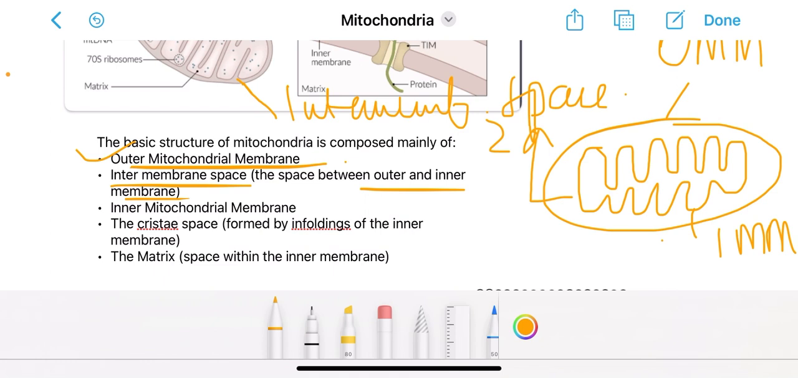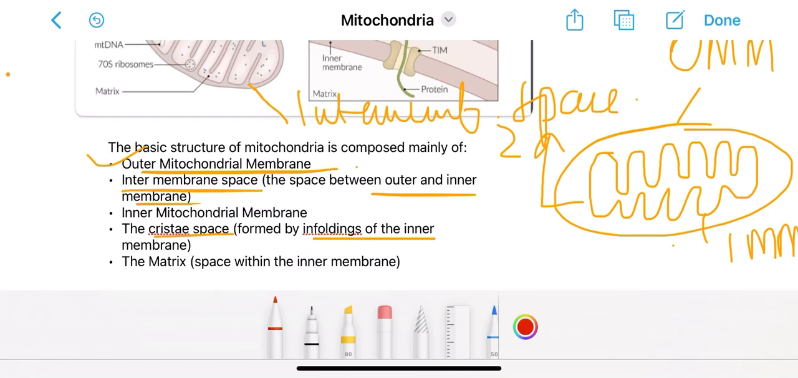Now the fourth basic structure of mitochondria is the cristae. These are basically the enfoldings of the inner membrane. So this is basically cristae. All these enfoldings are basically cristae that are formed by the inner mitochondrial membrane.